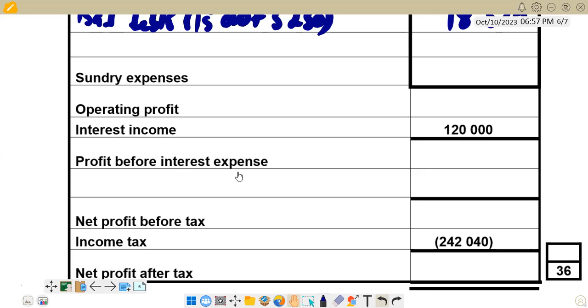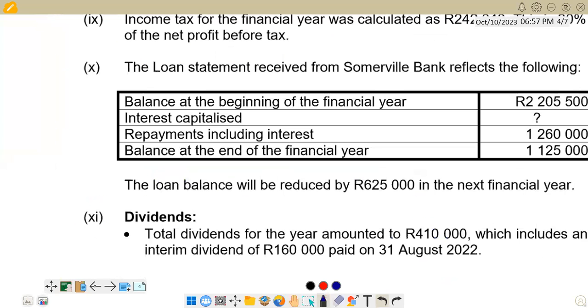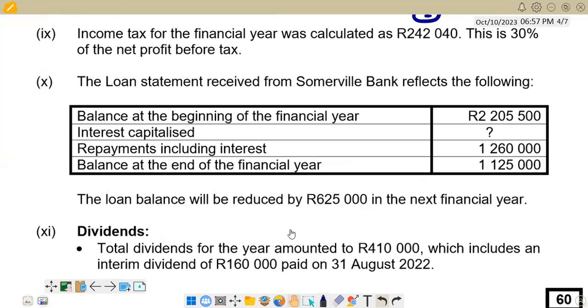After profit before interest, here we are supposed to have interest expense. We can go back to find out how we can find the figure for interest. We put something to do with interest in the additional information. If you come here, we have a balance at the beginning of the financial year, and then interest capitalized, repayments including interest, and the balance at the end of the year. So the interest capitalized is the figure that we want to find here. That is the interest that we are going to put there.